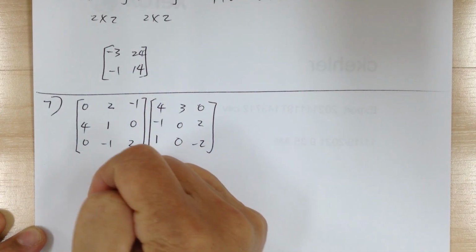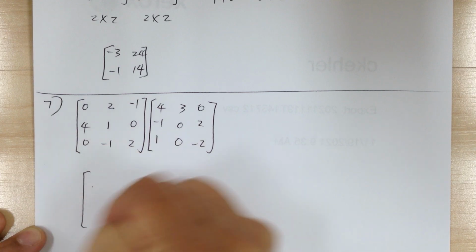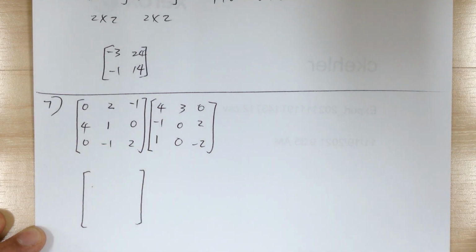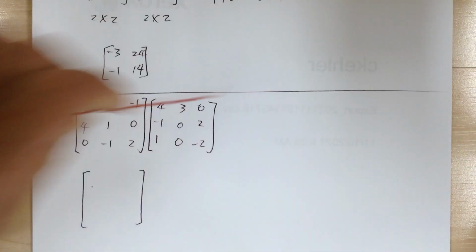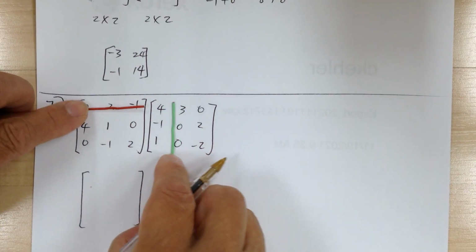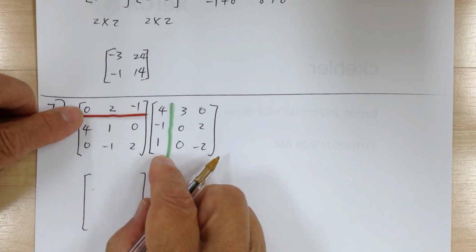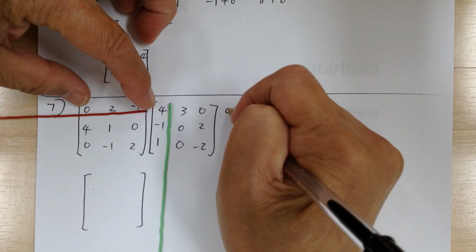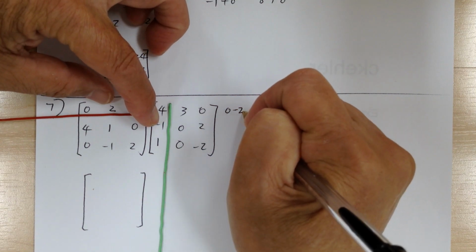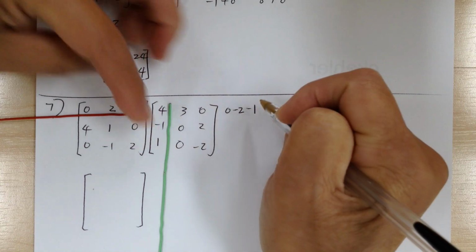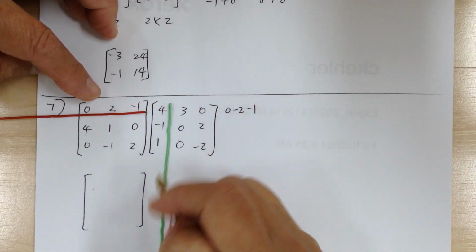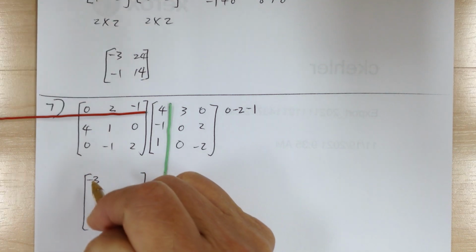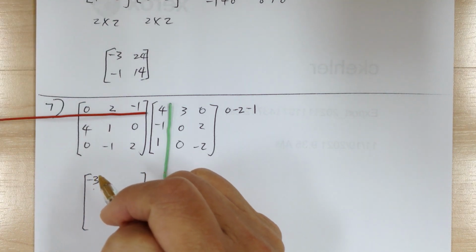Okay, so again, let's go and get our matrix ready. So it's going to be 3 by 3. You can remember you always have to use the first row, first column, right? So first row, first column. When you multiply, you can write over here: 0, minus 2, minus 1, right? So this will give you negative 3.